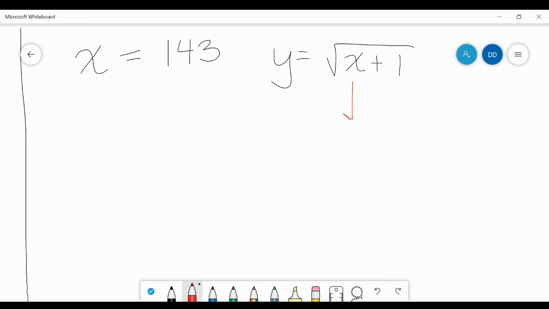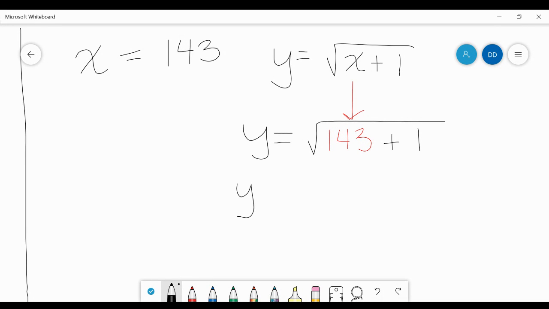Wherever you see an x, you're going to put whatever it's telling you x is, which is 143. And bring down anything that you're not going to use or didn't use before. So the only thing that changes is the x. Now you do what's inside the square root first. So you add the 143 and the 1. You get 144. And then the square root of 144 is 12.